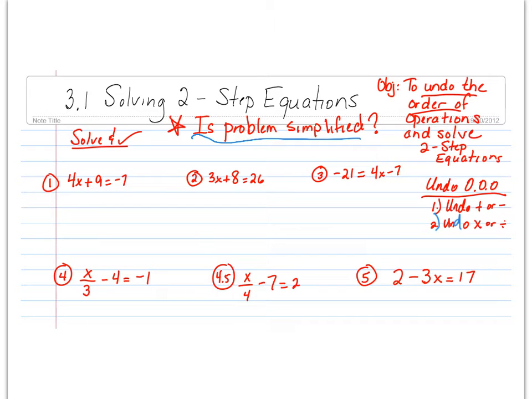So look at number 1. Is it simplified? Can we add 4x and 9? No, because 4x is a mango, 9 is a star fruit. You can't add them, okay?